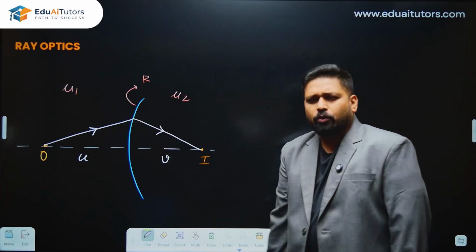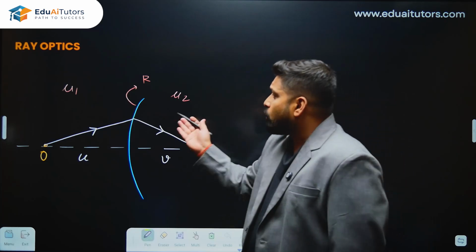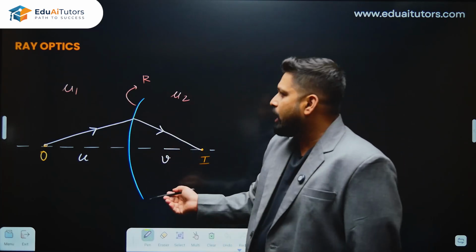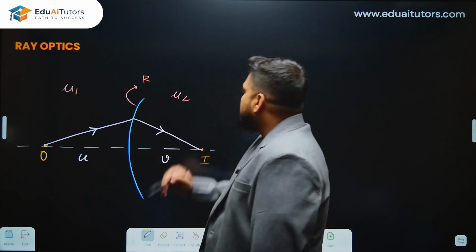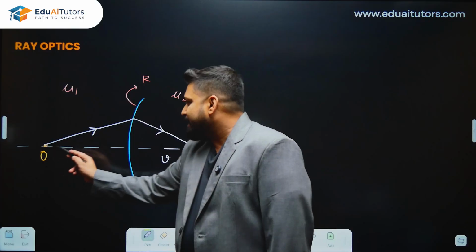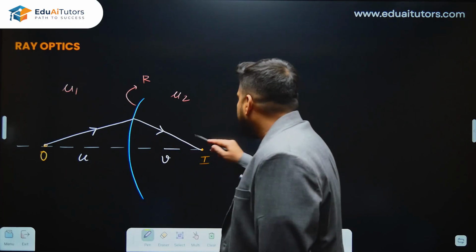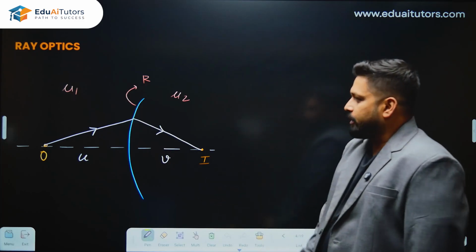Now you already know what this diagram means. This is actually a refraction from a curved surface. You have one medium over here, mu1, another medium over here, mu2. There is an object which is placed in medium 1. The light ray is starting from here. It suffers refraction, and then you have an image in this medium, right?